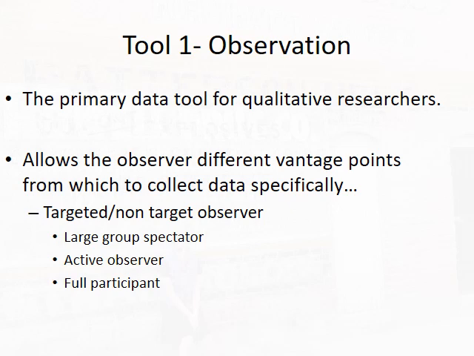There's dozens and dozens of different interactions and an infinite amount of variables that are taking place in a classroom of 30 students or so. Because of that organized chaos to some degree, I'd like to talk a little more about what it means to be a qualitative researcher observing a particular population. And I want to talk about three different vantage points that you could explore as part of your observation. Those are going to be a large group spectator, active observer, and then finally a full participant. Let's talk about those real quick.